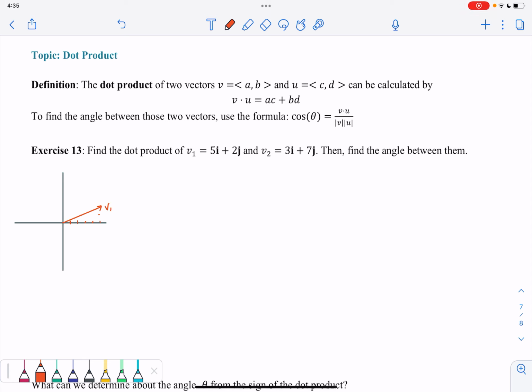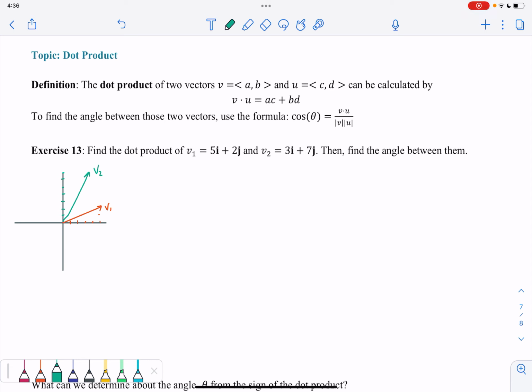And then v2 is 3i, 7j. So over 3, up 7. Okay, about here. And again, I don't know why I'm being so exact here. Here's v2. It just gives us an idea of what's going on. We're going to find the dot product, but it wants us to find the angle between them. So now I can picture this angle a little bit better, knowing that these two vectors are both in the first quadrant.